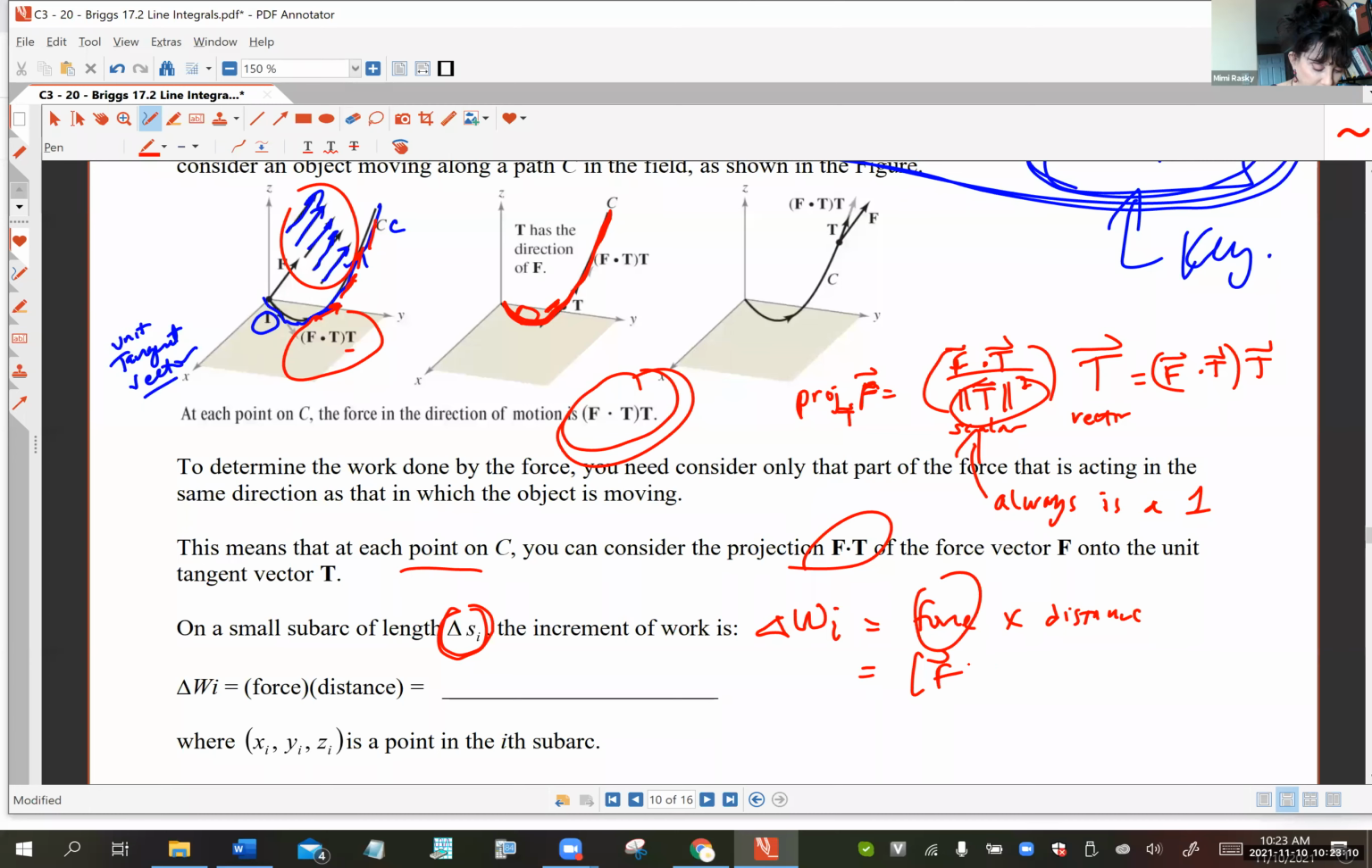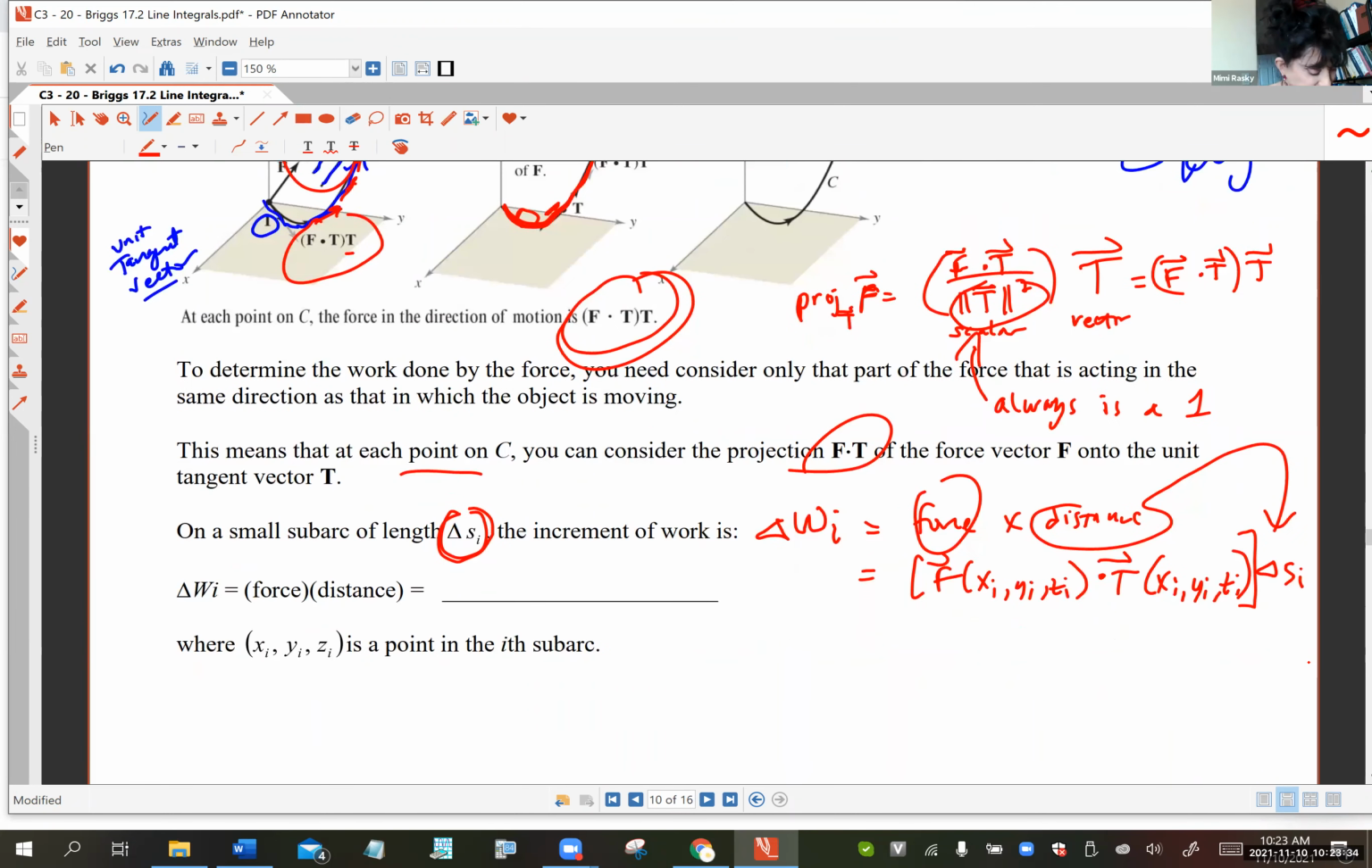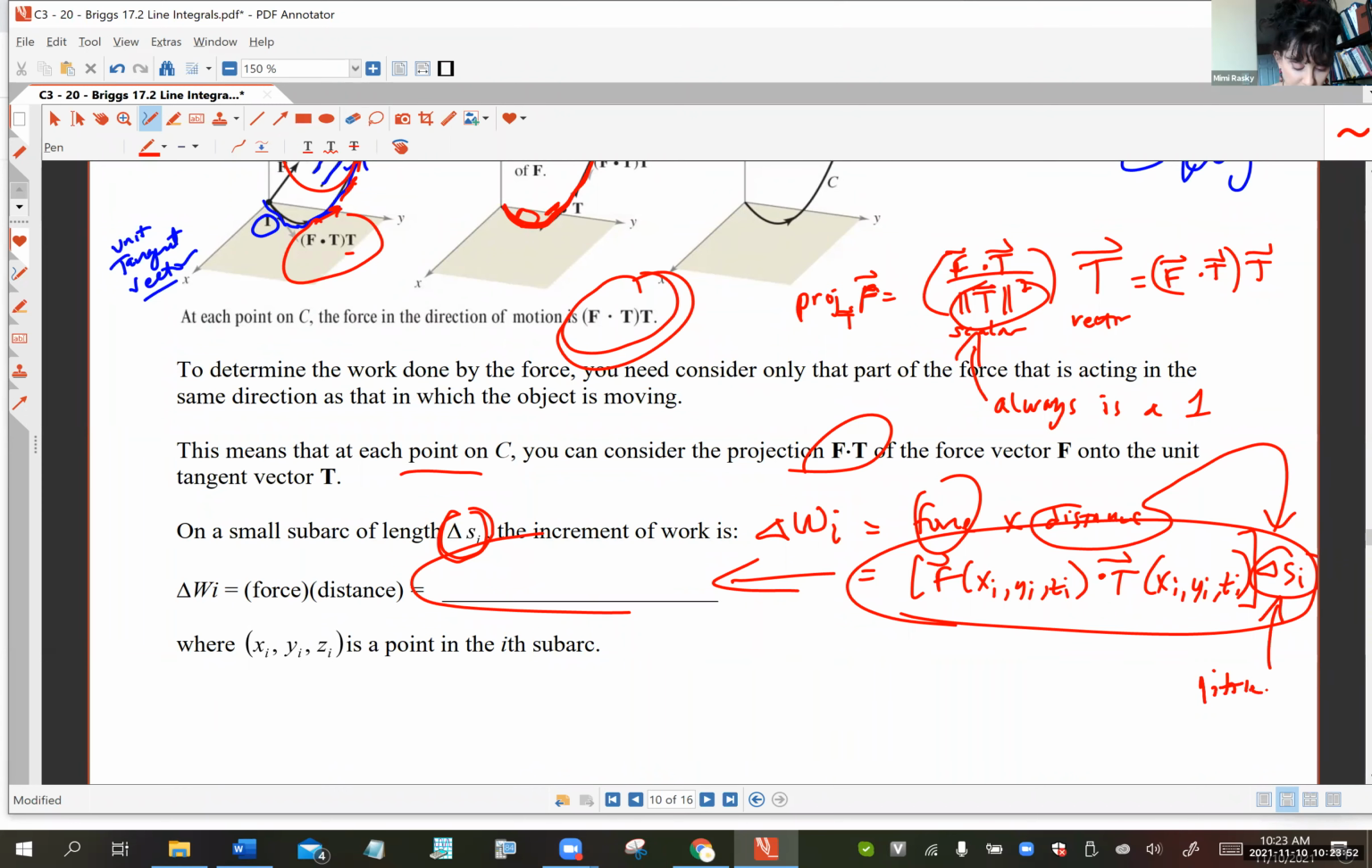This force right here is the dot product of the force from the vector field dotted with the unit tangent vector. And this x sub i, y sub i, z sub i, these are vectors evaluated at a point. And then times, the distance here is going to be the little bit of arc length that you're traveling along the track there, delta s sub i, like that. And that's what I want you to fill in the blank right here. Okay, so you're going to put this right here. Dot product, vector field, dot product with unit tangent vector, times little bit of arc length.